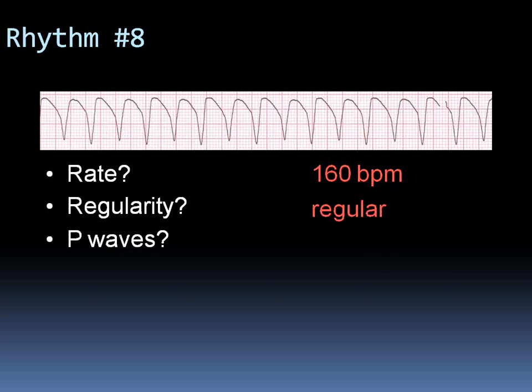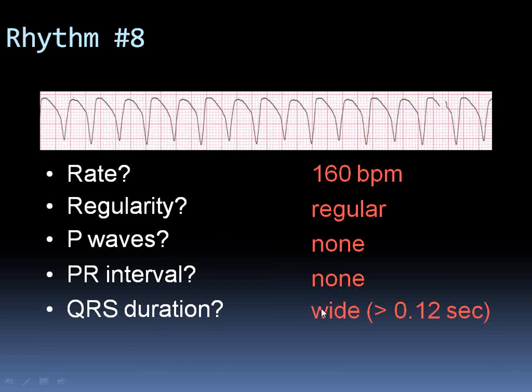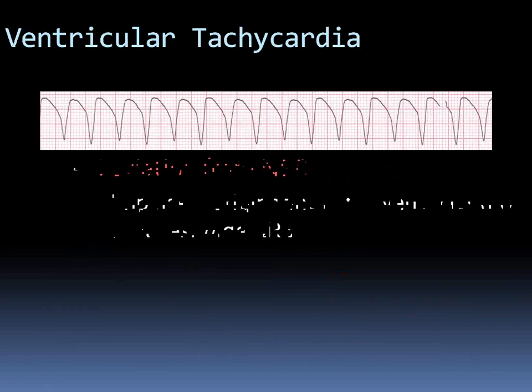Do you see any P waves? No, no P waves. And when there are no P waves, there is no PR interval because you don't see any P waves. And we all discussed that the QRS is very wide. So the hallmark of ventricular tachycardia is that the QRS will be very wide. The patient most likely will be symptomatic and unstable, and it will be regular.